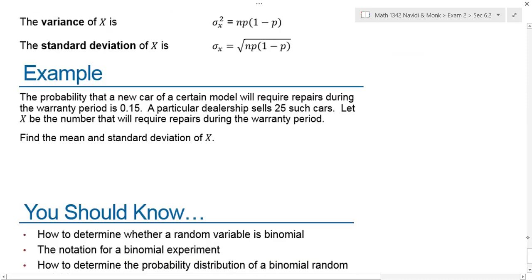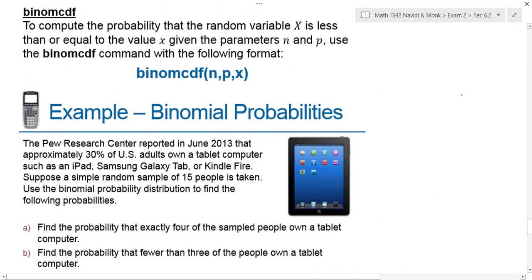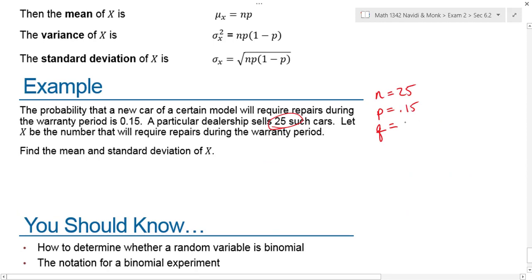So here's an example problem. We're told the probability that a new car of a certain model will require repairs during the warranty period is 0.15. A particular dealership sells 25 such cars. Let x be the number that will require repairs during the warranty period. Find the mean and the standard deviation of x. We need to first identify what n is equal to. What is n? What is p? We're calling a success needing a repair, 0.15. And for this problem, we're looking for x. What is q? Because I am going to need that for the standard deviation. If p is 0.15, q is 1 minus 0.15, and that is 0.85.